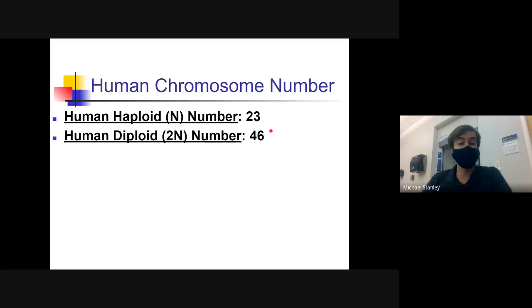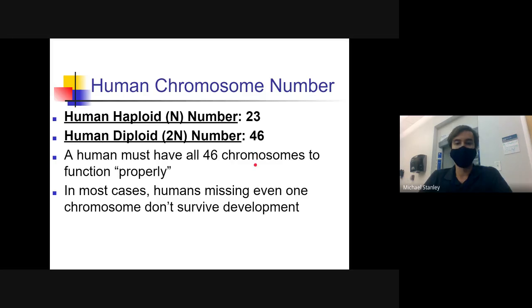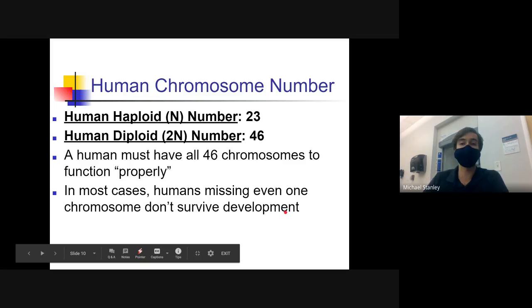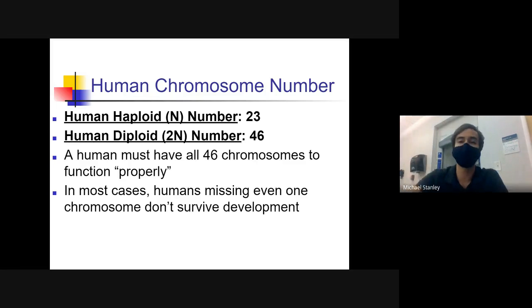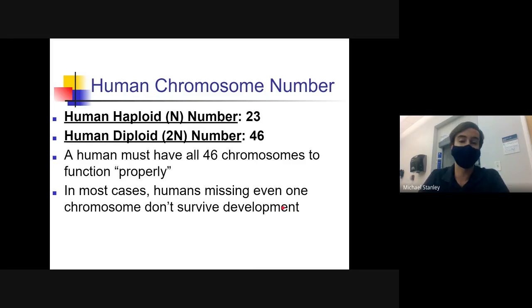Having exactly 46 chromosomes in our body is actually extremely important for normal growth and development. You have to have all 46 chromosomes to function properly, quote unquote. Even being off by one chromosome, missing one chromosome from your dad, or getting one too many from your mom, can have extreme, serious implications for your health and development. A lot of times, the zygotes, the fertilized eggs, will not start developing properly and will cause a miscarriage, even if there's only one chromosome out of place.